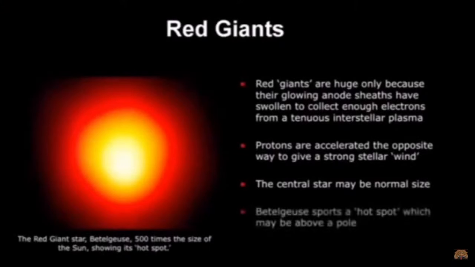And if the stellar wind is being boiled off, so to speak, this doesn't make any sense at all. Betelgeuse sports a hotspot. I've suggested it may be above one of its poles, because one of the Alphane circuits shows that one of the connections of the electric circuit is to the poles of the star. So we may be staring at one of the poles.